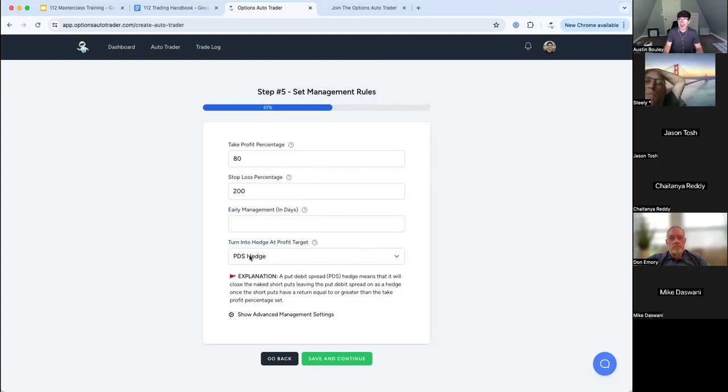And then again, this is the magic right here. Once it's hit your take profit zone, it will turn the trade into a hedge for you automatically. So now, not only do you not have to watch the trades to exit them yourself, if you're doing it manually, which takes a ton of time because you wake up in the morning and check your phone, during the day you check your phone, at night you check your trades. Not only do you not have to do that anymore, but it will also turn the trade into a hedge for you. You can pick between a ratio hedge, a PDS hedge, or just close the entire trade. Right now, you definitely want to be turning these trades into a ratio hedge, so I'll put it there for now.